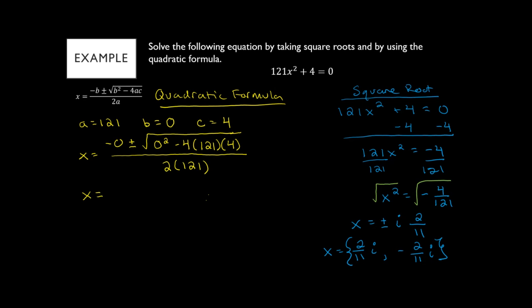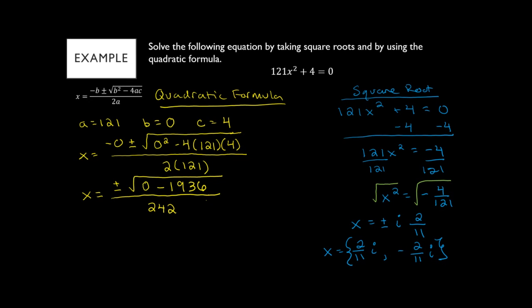So next step, negative 0 is 0, so I don't need to write that at all. I just have the plus or minus symbol. 0 squared is 0. I guess I could just ignore that, but I'm going to write the subtraction there just so it's not too confusing. And then I need to do 4 times 121 times 4. So that's definitely calculator. And that's 1936. And then in the denominator, 2 times 121, so that gives me 242.